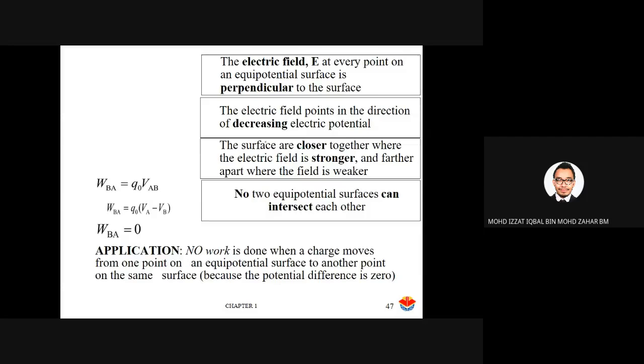This one is just what I told you before. Surfaces that are closer together mean the electric field is stronger. Equipotential lines do not intersect with one another. This one is work BA equals 0. This is the result of those diagrams. No work is done when the charge moves from one point on an equipotential surface to another point on the same surface. So if it is the same line, no work. Remember, because the potential difference is 0.